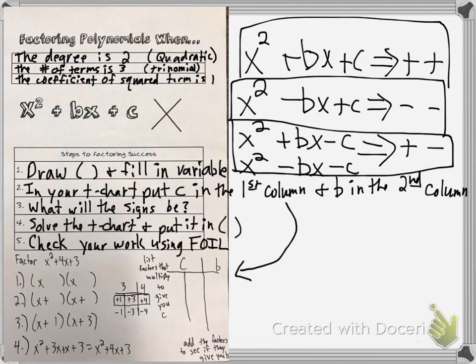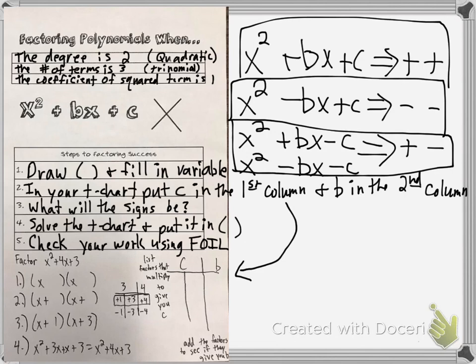Then I add it across. So positive 1 plus 3 gives me positive 4. Negative 1 plus negative 3 gives me negative 4. I wanted it to be positive 4, correct? So I circled my positive 1 and my positive 3 because those multiply to give me 3 and add to give me 4. So I know that's my answer. So I fill those into my parentheses: X plus 1, X plus 3. And then I check my work using FOIL.